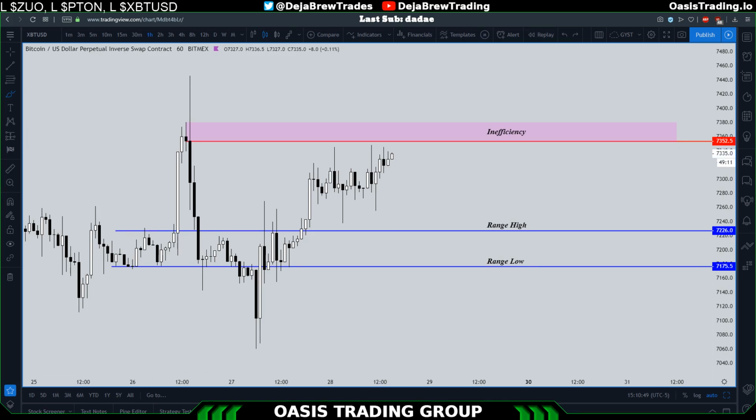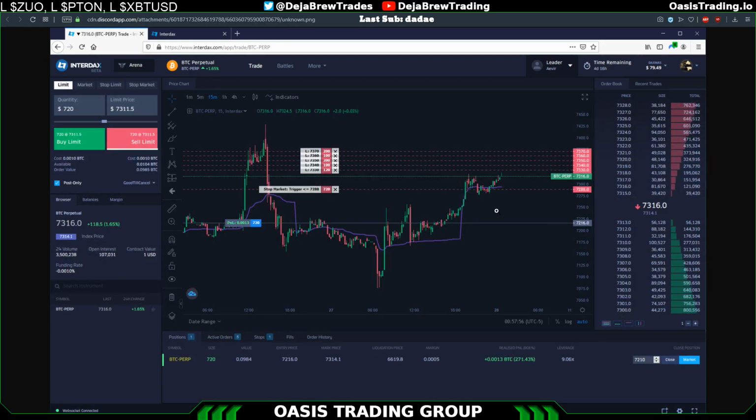If you guys are in the Discord, I'll pull up one of the screenshots. So this was our trade here last night. I was looking to sell this push up. It tapped two of my sell orders. It did not get to 73.50, and then it started failing downward. So we missed that sell. 73.51 is the high currently on Interdax, so I could have got filled on 73.51, but we did pull back and hit our stop loss.